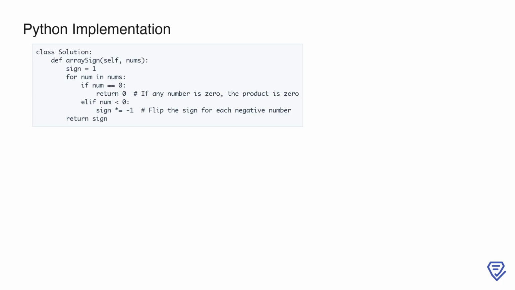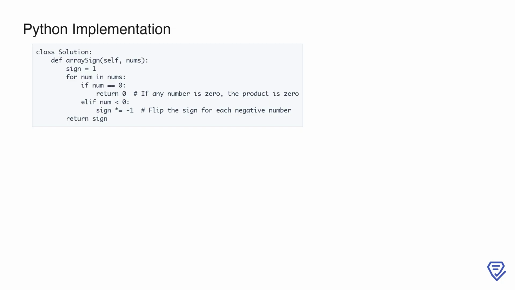The solution to LeetCode problem 1822, sign of the product of an array, is implemented in Python. The problem asks us to compute the sign of the product of all elements in the input array nums without directly calculating the product. The solution starts by initializing a variable sign to 1. This variable represents the cumulative sign of the product as we iterate through the array.